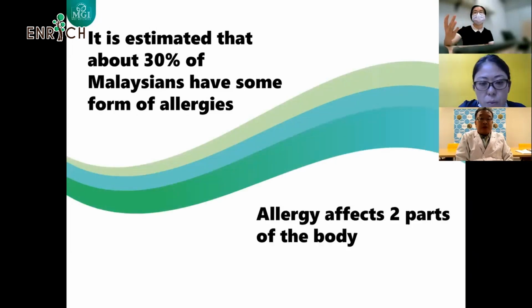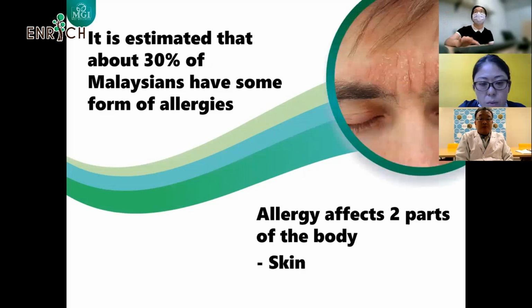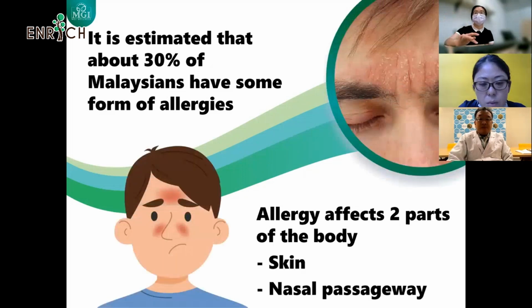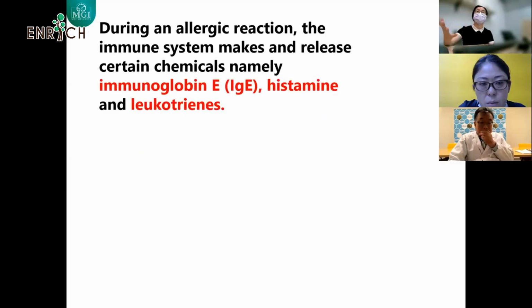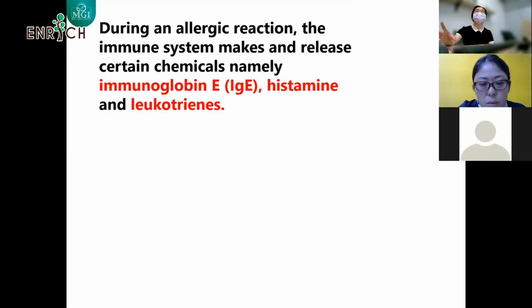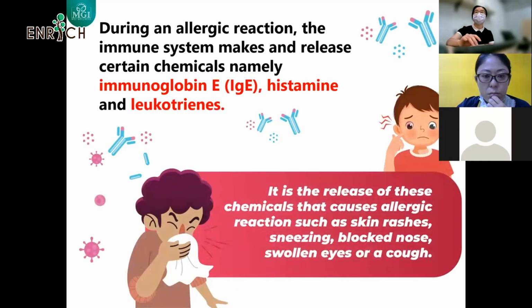Allergy basically affects mainly two parts of the body. One is the skin, and second would be the nasal passageway. During an allergic reaction, the immune system makes and releases certain chemicals, namely immunoglobulin E, which is IgE, histamine, and leukotrienes, which was also highlighted in Dr. Shimoda's slide earlier. It is the release of these chemicals that causes the allergic reaction, such as skin rashes, sneezing, blocked nose, swollen eyes, or cough.